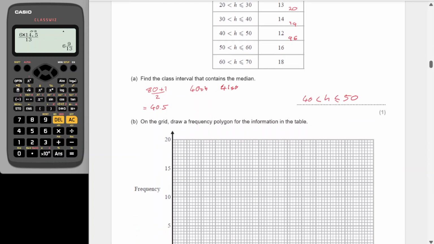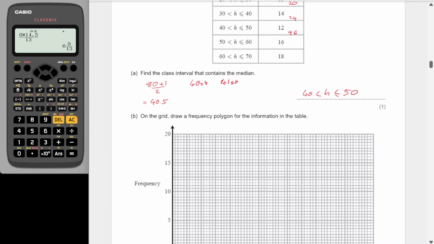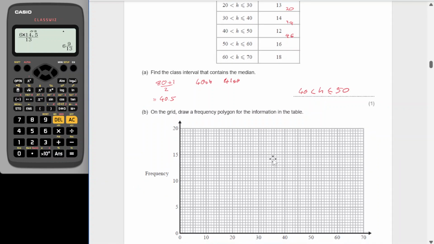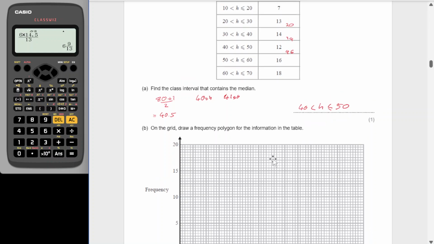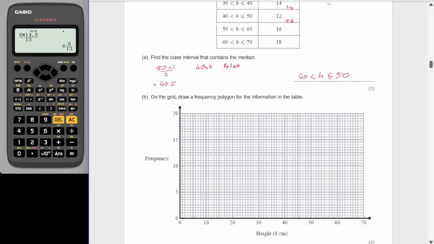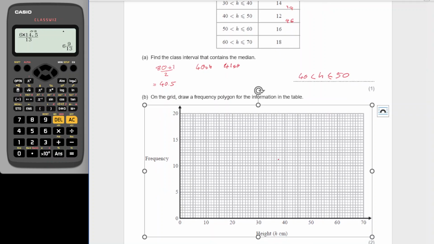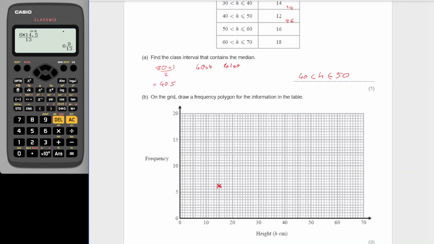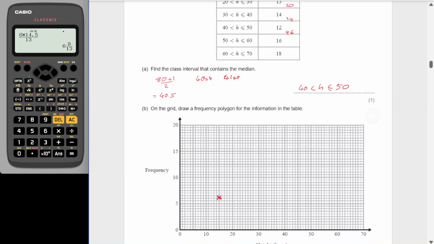Okay, on the grid, draw the frequency polygon for this information. Right, I'm just going to zoom out slightly to plot my coordinates, then I'll zoom back in. I need to plot all these at the midpoints. So this coordinate here is going to be plotted at 15, 7. So 15, 7 is going to be this point here. Then I've got 35 and 14. I feel like I've missed one out there. Yeah, 25 and 13 will be there.